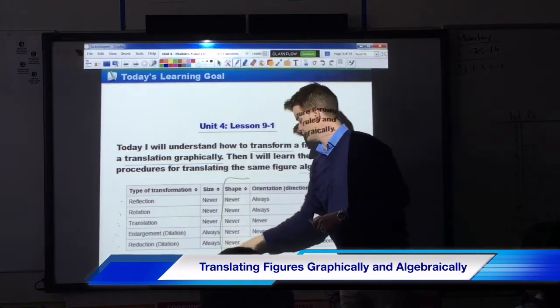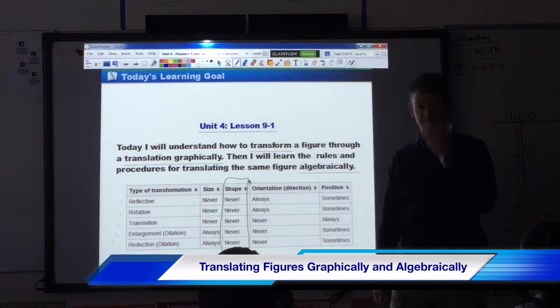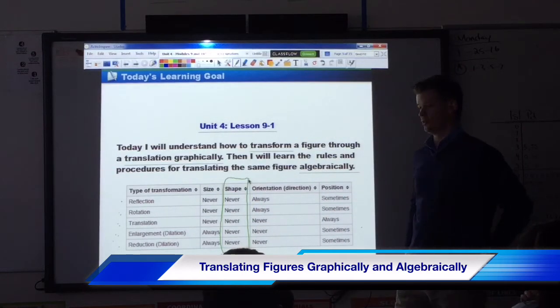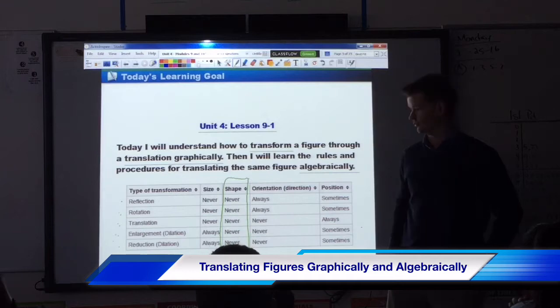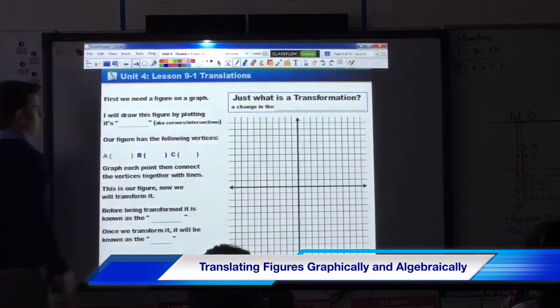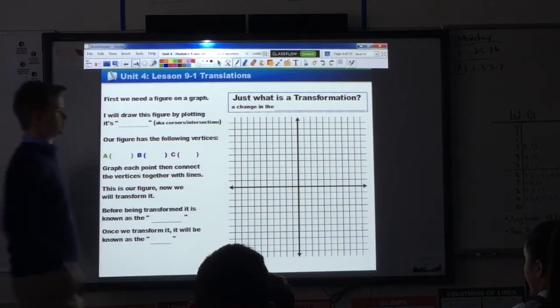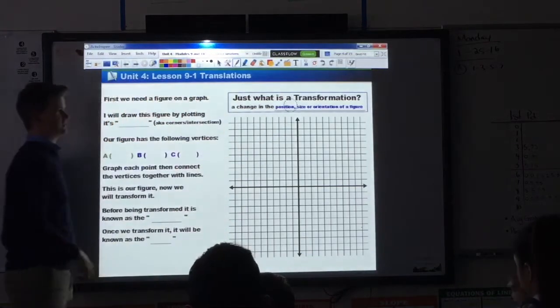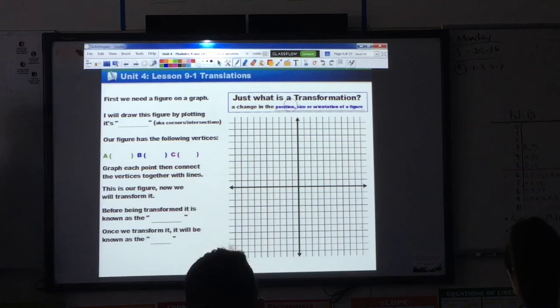That's actually an error in your book that I caught. In the book it says that the size, shape, and the orientation can change, but that's an error. So position, orientation, and size can change, but never the shape itself. All right, so just what is a transformation? Like I said, a transformation is a change in the position, size, or orientation of a figure.